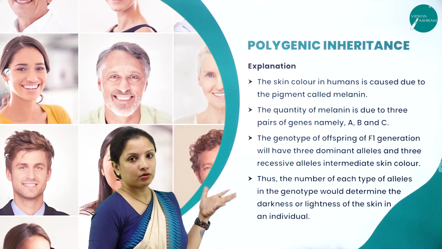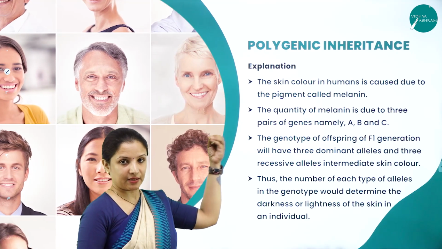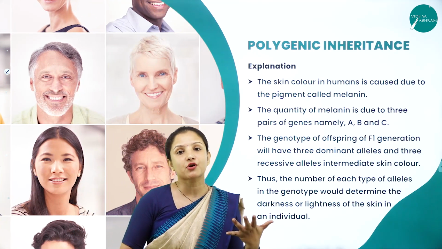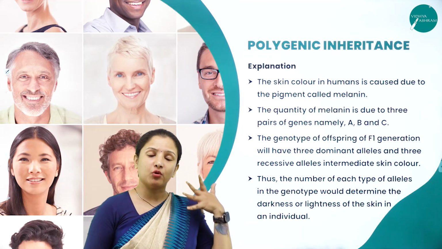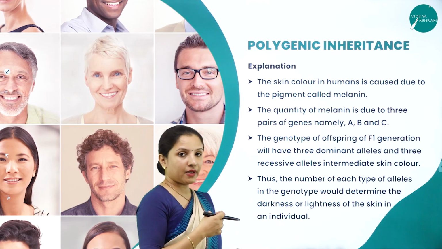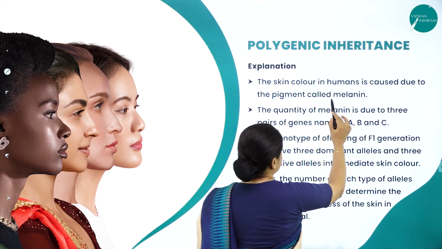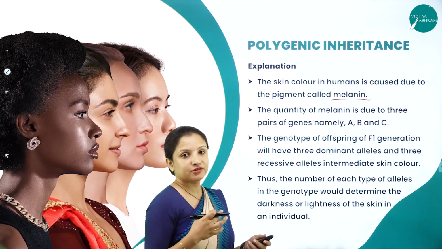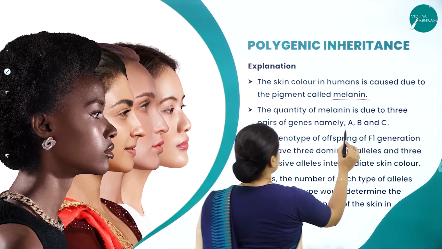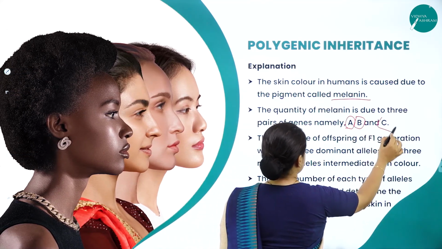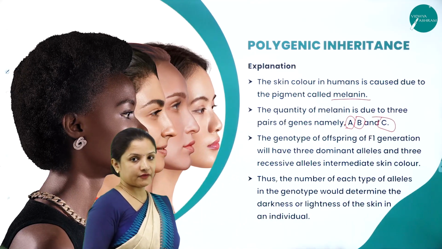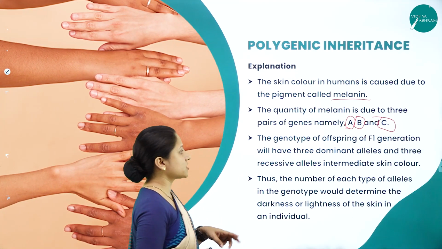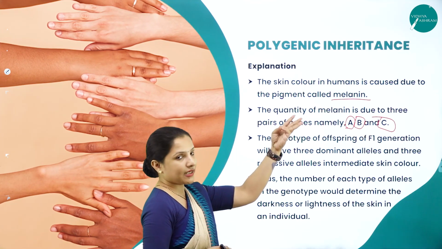So we'll explain about how human skin color can be taken as an example for this. So we all know that our skin color is caused because of a pigment. So pigments are the ones which offer color, right? Any be it plants, animals, whatever coloring they have, it's because of pigment. And the pigment present in we human beings is nothing but melanin that gives us the different shades of whites and browns that are there. Now the quantity of melanin is due to the presence of different genes. It can be because of genes A, B and C. Now the genotype of offspring, that is of the first generation, that is when crossing is done between the parents. So the genotype of offspring of F1 generation will have 3 dominant alleles, that is A, B and C will be there.